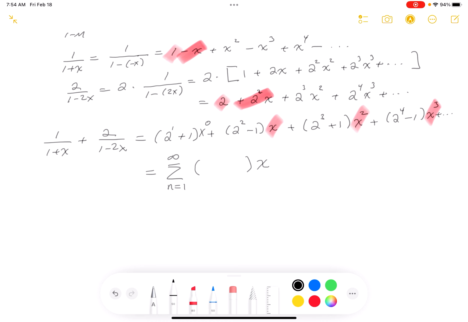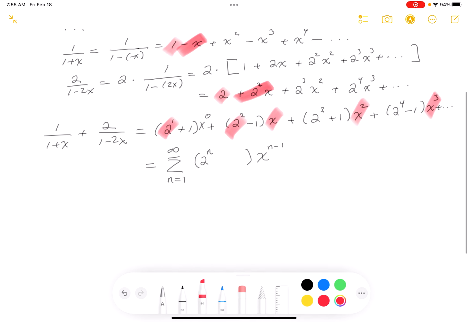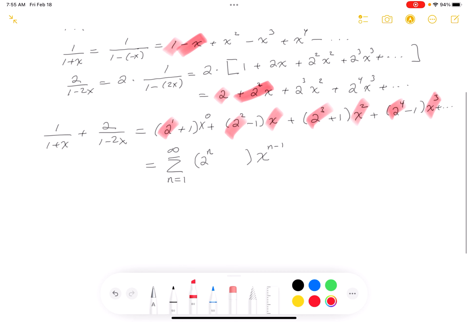Well, if I'm starting at n equals 1, I want that first power to be 0, so this has to be n minus 1. And the 2's got a power, right? So it's going to be 2 to the n. So I covered the x, I got the 2 covered. Again, if you look at the 2, right? So 2 to the 1, 2 to the 2, 2 to the 3, 2 to the 4. x to the 0, x to the 1, x to the 2, x to the 3. That pattern's pretty simple.